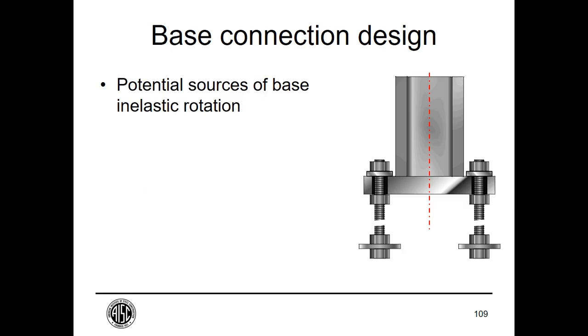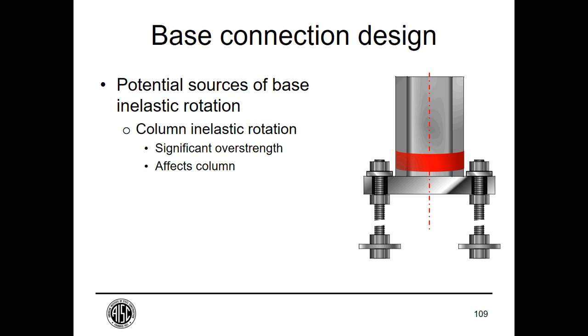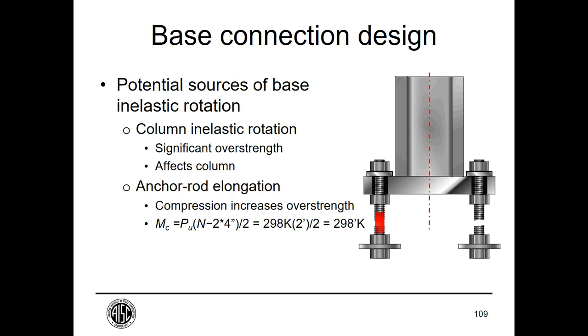Now, looking at potential ductility demands at this connection, where is the inelastic rotation going to come from as the frame goes out to, say, 1 to 2.5% drift? Well, the inelastic rotation could come out of the column, but as we saw before, the column has significant overstrength. We could get some inelastic rotation out of the elongation of the anchor rods, which we debonded.